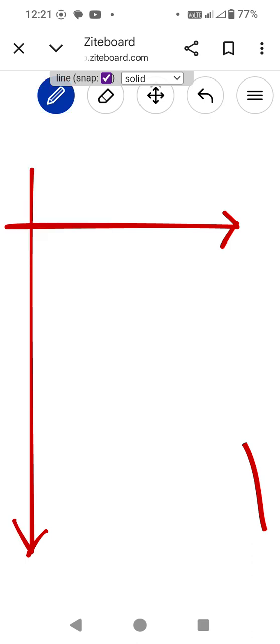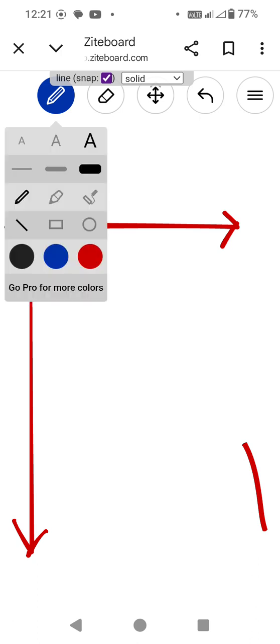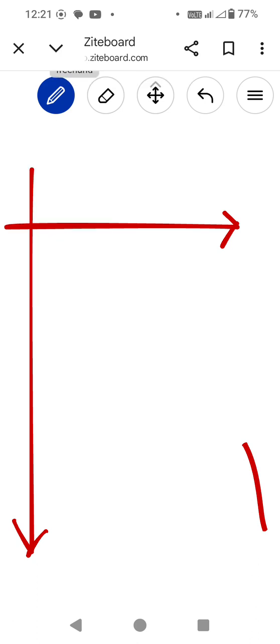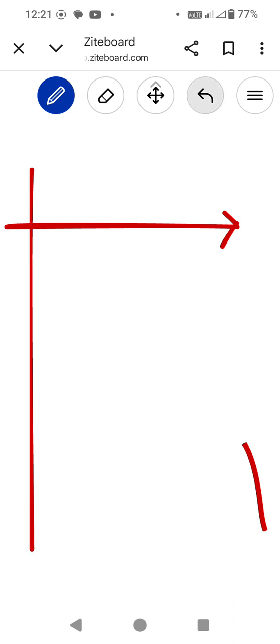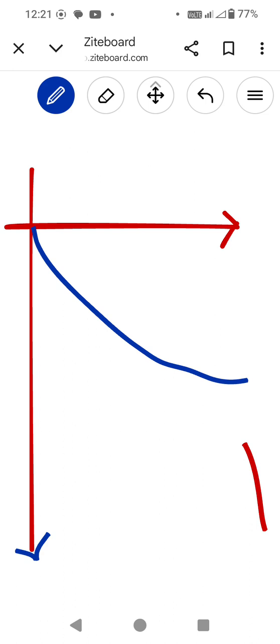So we all know how the graph is. Okay, this is how the graph is. So it's like this, in the positive axis. Yes.